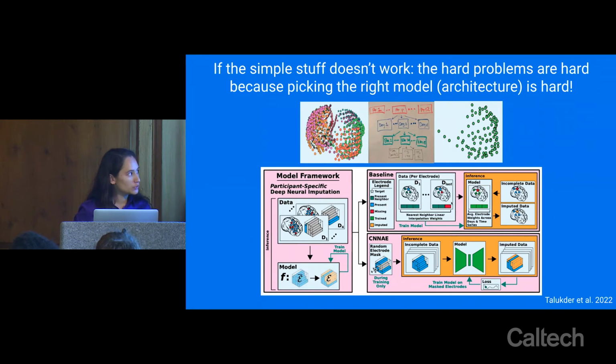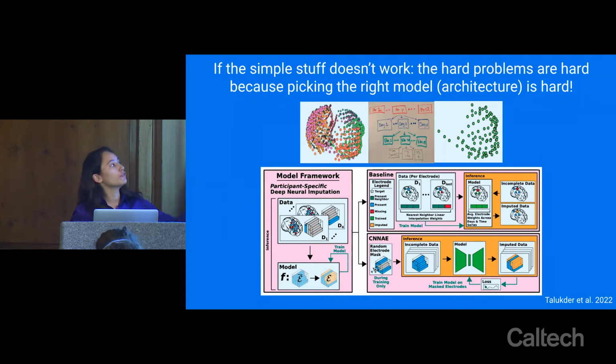So we had to develop a linear baseline that made sense with this problem of imputation across patients, across days, across electrodes, across time. And then we had to use deep learning approaches, in this case a CNN autoencoder, to actually fill in and do this problem. Everything I've outlined so far in this data imputation problem is a single participant case, meaning this model only works for one participant at a time.